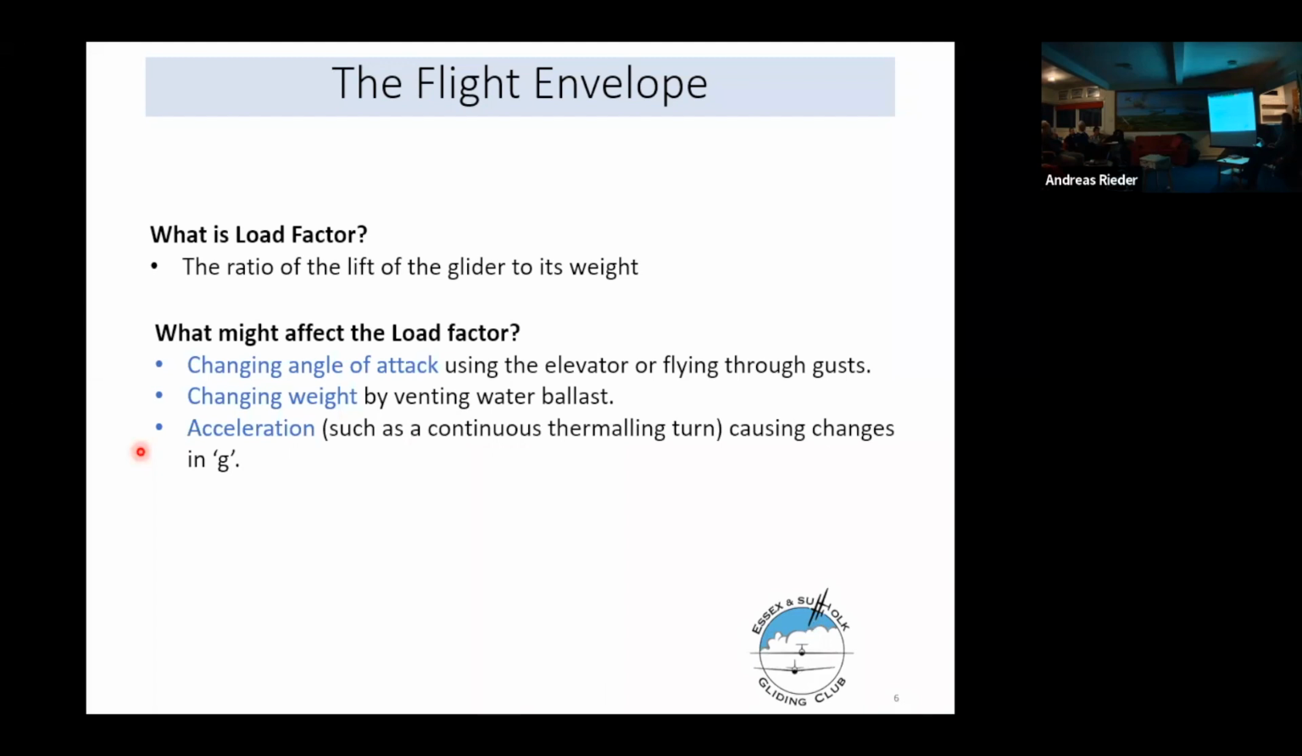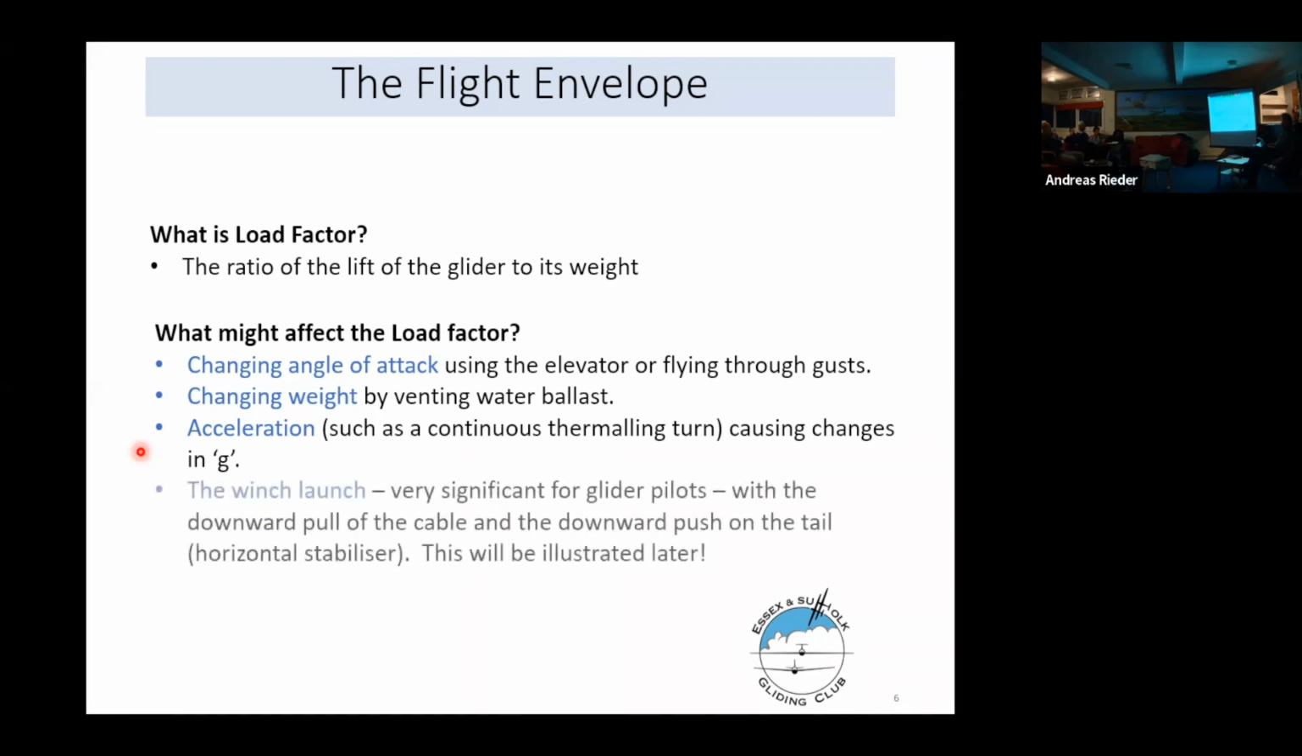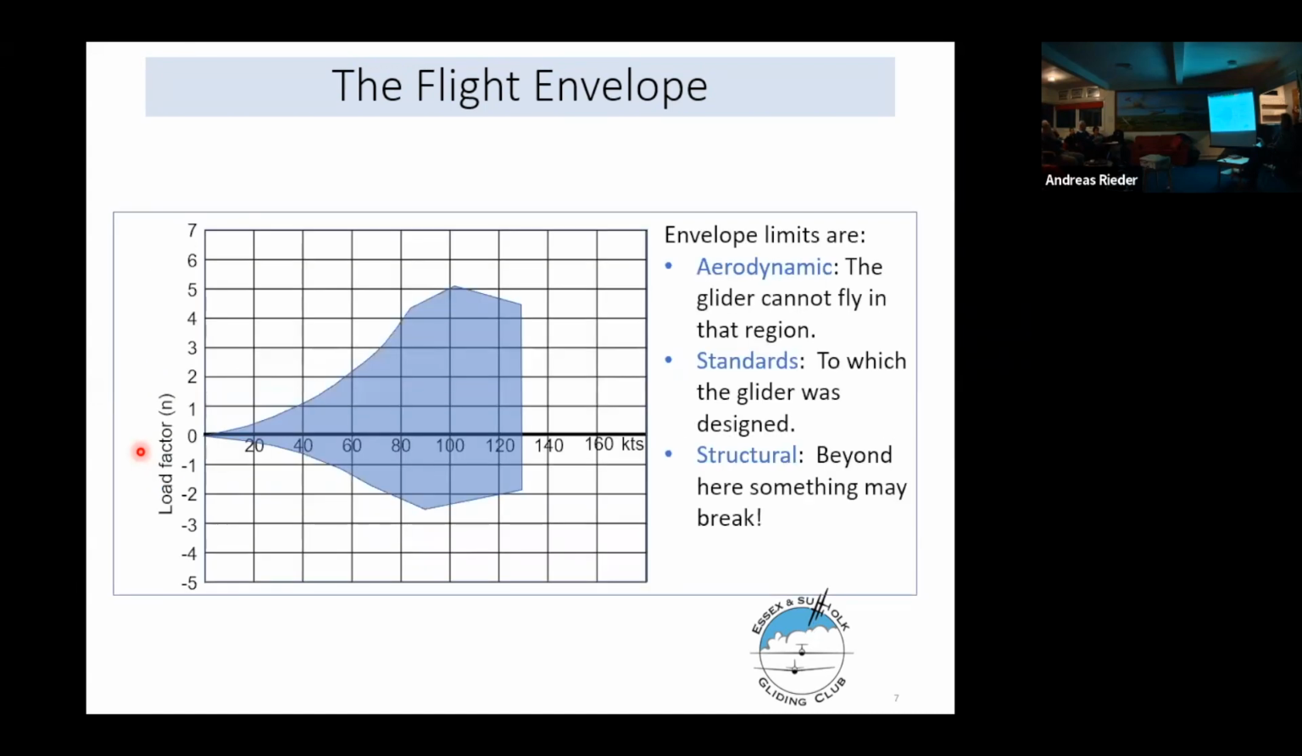Acceleration is a common way of changing the load factor. We refer to the forces that we feel during acceleration as G, normally experiencing 1G. In steep turns, you can easily feel up to 2G, possibly more. And the winch launch is a very significant phase of flight, when the downward pull of the cable and the push on the tail, horizontal stabilizer, will dramatically change the load on the aircraft. So there are essentially three limits, three sections to this graph.